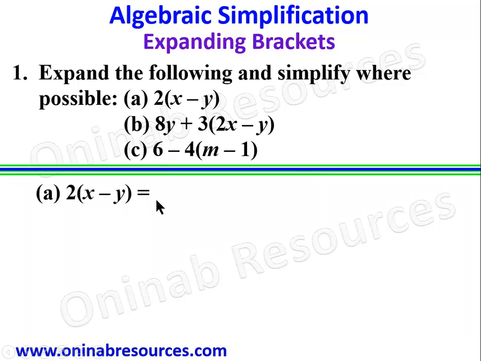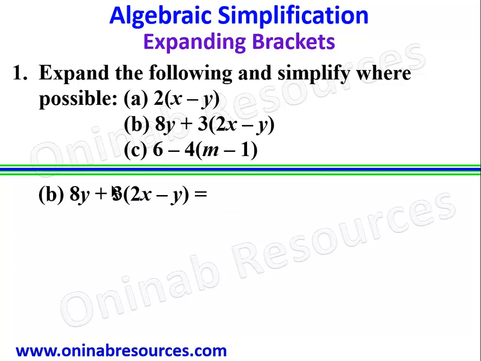To expand this bracket, we use the number outside the bracket to multiply every term inside the brackets. So we have 2 times x gives 2x, 2 times negative y gives negative 2y. So we have succeeded in expanding the bracket. Since 2x and 2y are unlike terms, we cannot simplify further. So we go to B part of the problem.